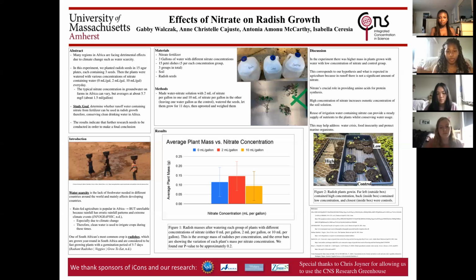Reuse of irrigation water can help conserve water. It can help address the water crisis by conserving the water. It can address food insecurity by providing a steady source of food and protect our marine organisms, because runoff eventually goes into our bodies of water, which actually hurts our marine life.